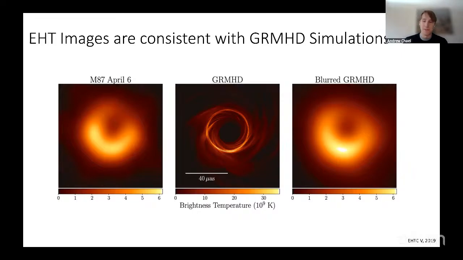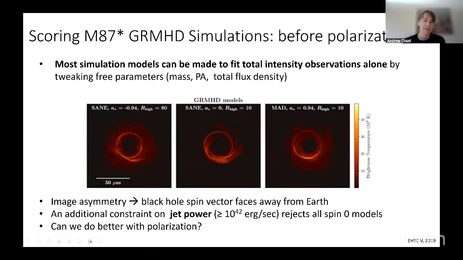Here's just an example from back in 2019 when we released our first images showing that the blurred GRMHD looks quite a bit like what is actually seen in M87. But the downside of this striking agreement is that it turned out that a lot of different simulations with a lot of different physics, whether that's black hole spin or different electron temperature models, could be made to look like our total intensity images if we were just tweaking the free parameters that we have.